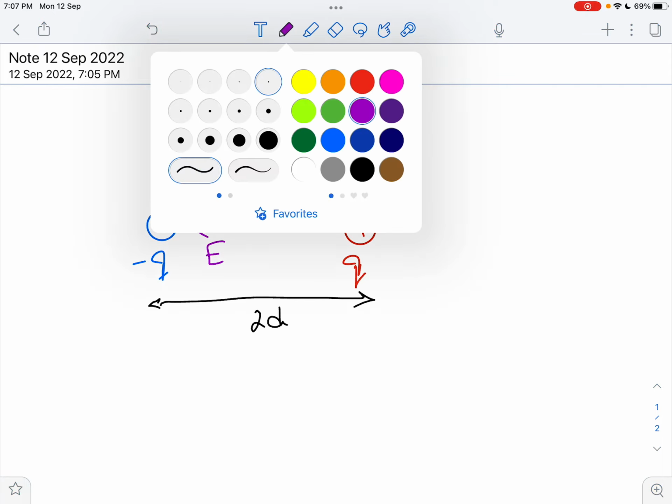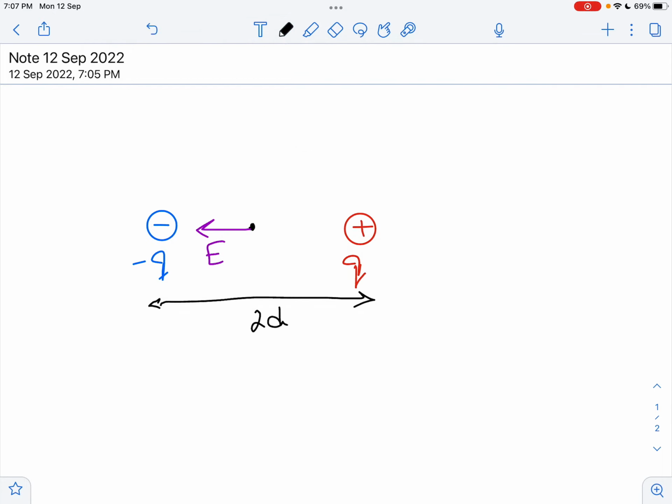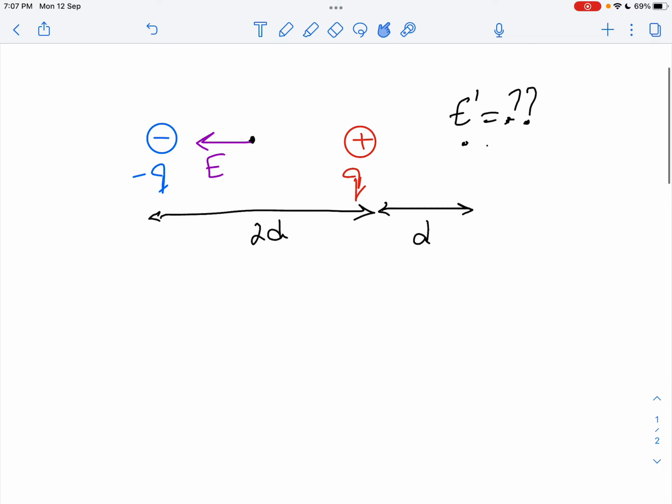So the question is, I would like to find the electric field at a point to the right of Q, which is at a distance D. I would like to find the value of this electric field here. I'm gonna call E prime. I want to find it in terms of E. So how do I solve such problems?